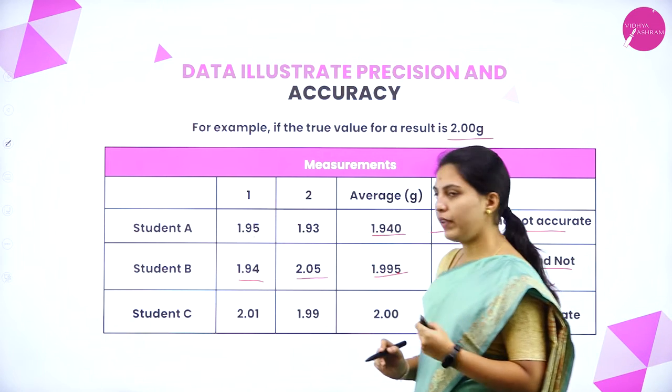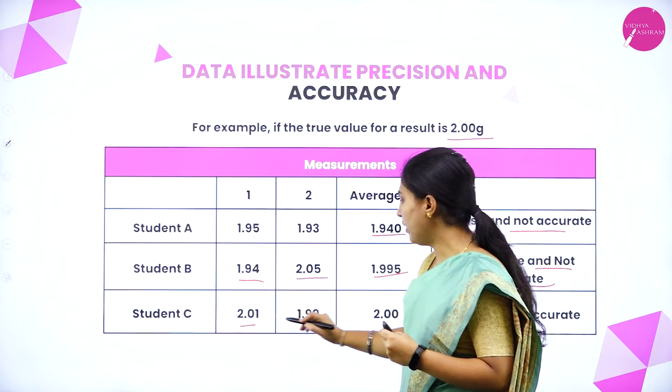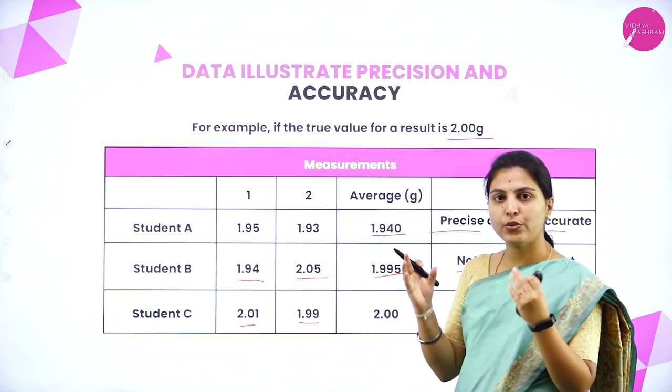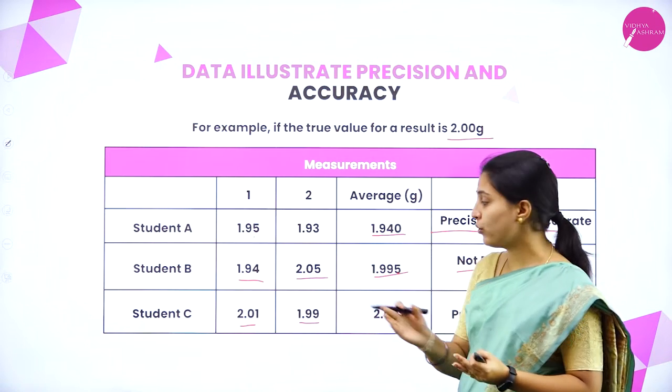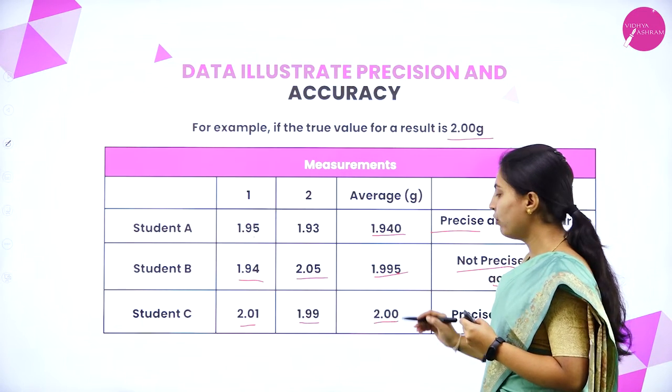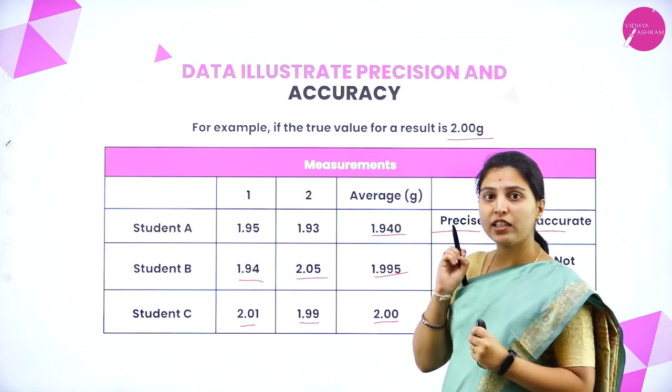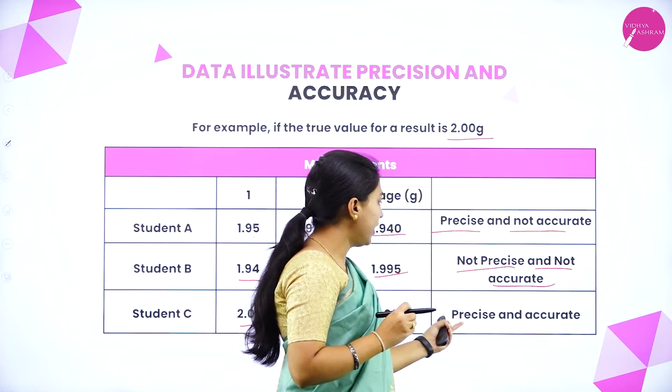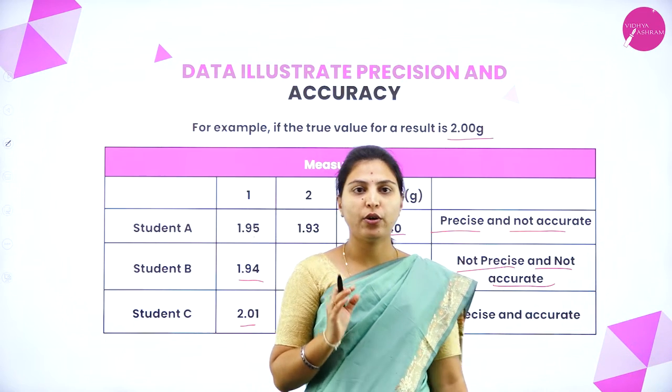Then for the next student, we have seen 2.01, 1.99. It is very near to one another and also near to the true value. See, if you get the average, it will show 2.00, the exact true value. So, what will we say? Precise and accurate also.